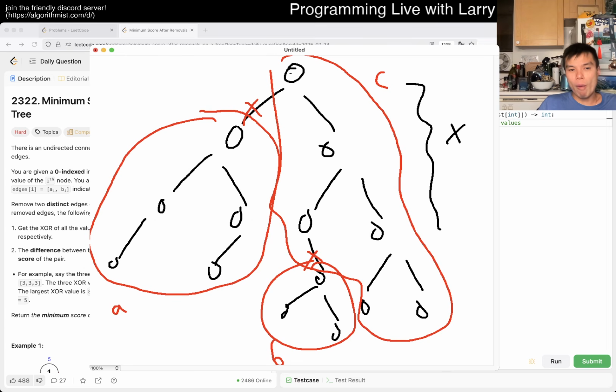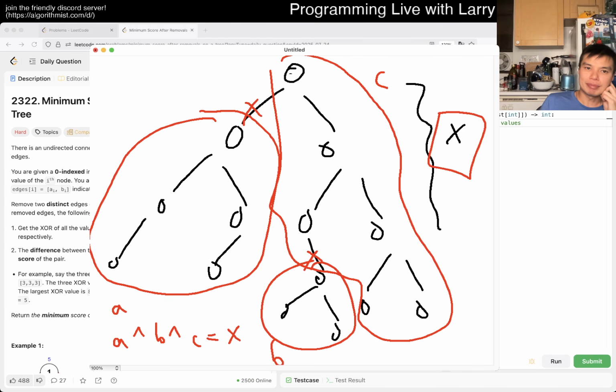So now, A XOR B XOR C is equal to X. And that's all you need for this one, right? Given X, you know X because we calculated it. If we are able to figure out A and B, then we can figure out C, and then we could just do the math of finding the min between the largest and the smallest, or the delta between the extremes.